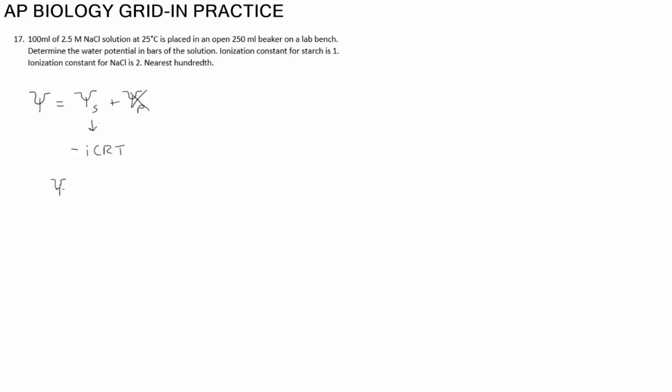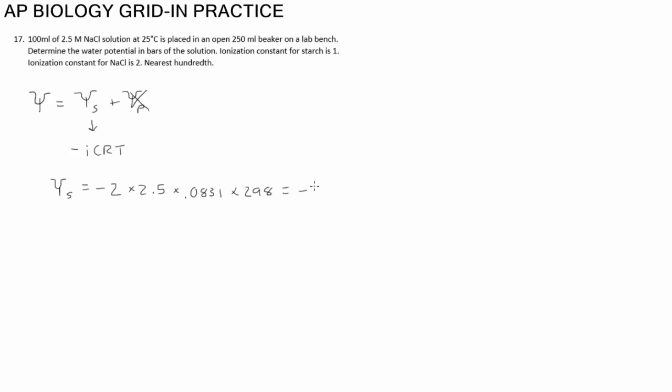And I'm going to solve this one piece at a time and explain what those pieces are. So we have negative. i is the ionization constant, which is given to us for salt as 2. C is the concentration, which is the 2.5. R is our pressure constant. If you remember chemistry class, that's going to be 0.0831. Where T is the temperature, and just to be a little bit more difficult, that's temperature in Kelvin rather than degrees Celsius. So I have to add 273 to degrees Celsius in order to get Kelvin, and I get 298 when I add 273 and 25.